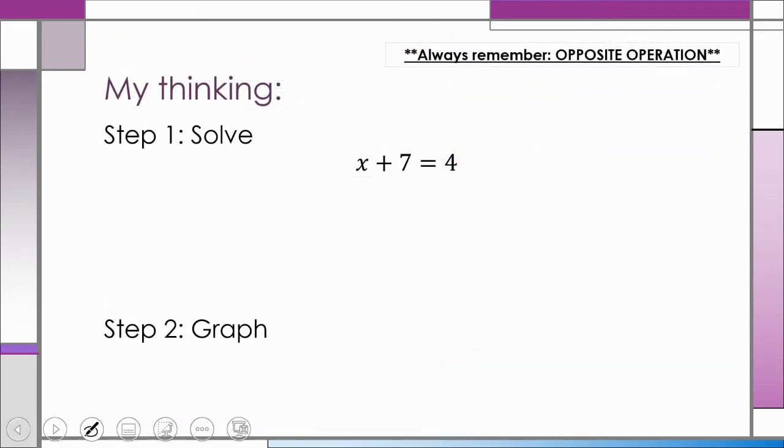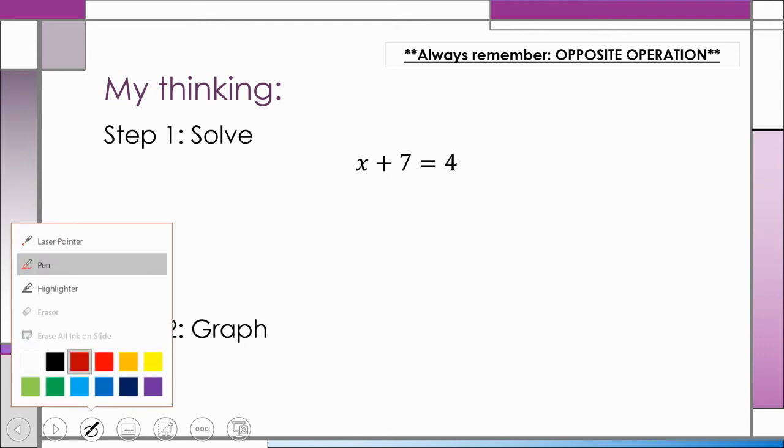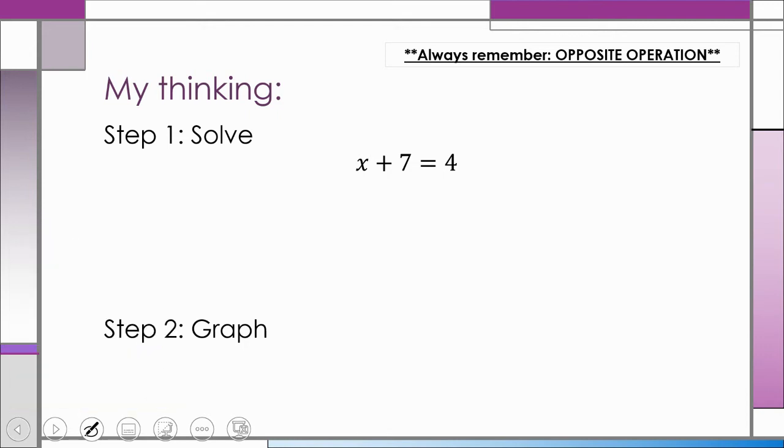Okay, so let's go ahead and do some examples. Go ahead and write this example down. You need to write x plus 7 equals 4. And let's go ahead and solve this. First thing I'm going to do is I'm going to draw my line down the equal sign. And then I need to get x by itself, so I want to move everything besides x to the other side. So I need to move this positive 7 because I want x by itself. So the opposite operation of adding is subtracting. So I'm going to subtract 7 from both sides.